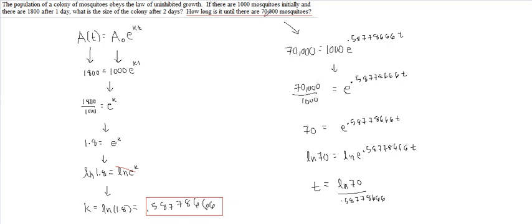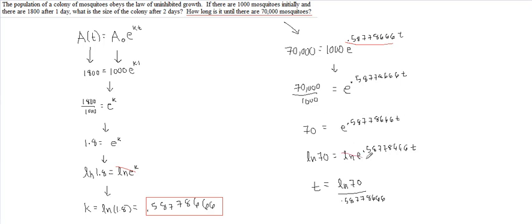Then we can use that k to answer this question. How long is it until there are 70,000 mosquitoes? So we put the 70,000 this time in the A of t spot, because that's the amount after a certain amount of time, equals 1,000, because that's still the initial, times e raised to the k, here's our k that we just found in the last part, times t. We divide both sides by 1,000. 70,000 over 1,000 is 70, equals e raised to the k times t.